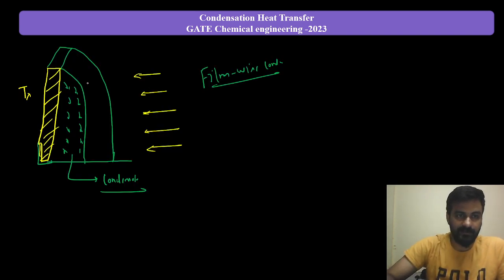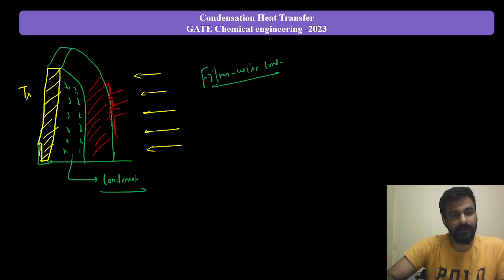Why? Here you can see this will be liquid, right? Now this is liquid, and here the vapor will be coming. So there will be a liquid-vapor interface. The velocity of the condensate will be very low, and the vapor velocity is very low. So there is no relative velocity between the condensate and the vapor, so that there won't be any shear force between the liquid and vapor, right?